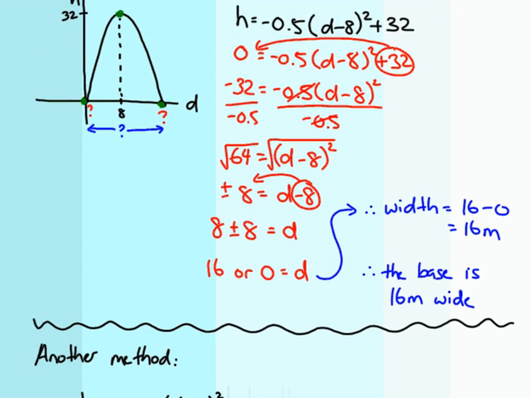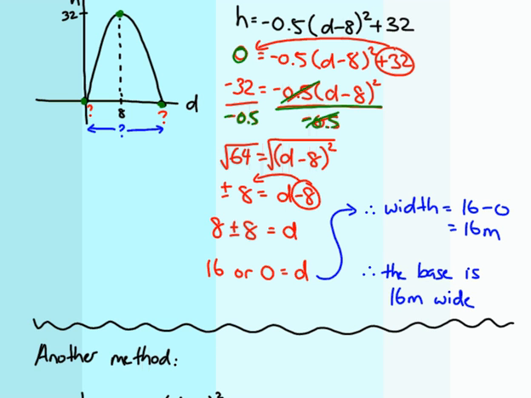Okay, the very first method is, well, to find the d-intercept, we need to make h 0. And then we're going to solve for d. So notice that I took the 32 over to the other side. It became a negative 32. And then to get rid of the 0.5, I'm going to divide both sides by negative 0.5. We're just using algebra. We're just solving. Those are going to go away.